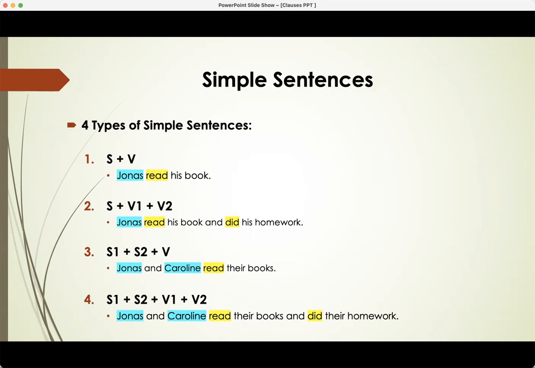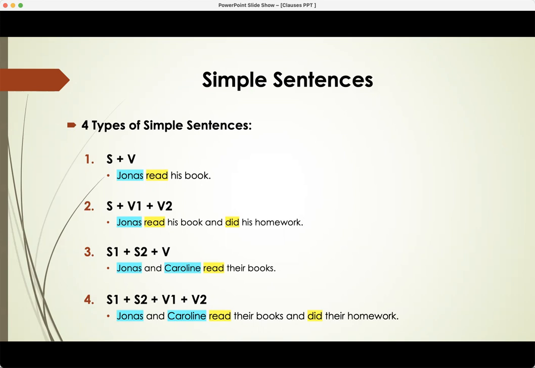The third type is where we have two subjects, but both of these subjects do the same action. So for example, Jonas and Caroline read their books. Here we have two subjects, Jonas and Caroline, and they both did the same thing. They both read their books.